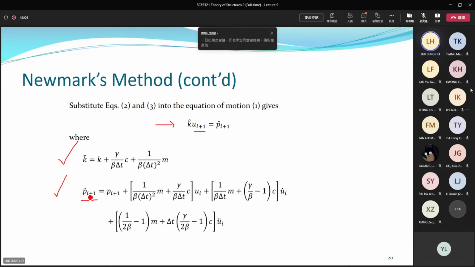Here is p hat i plus 1. P hat i plus 1 is quite complicated because you can see that it depends on the loading at the current time step, and on some parameters: beta, gamma, time step, mass, damping coefficient, these kinds of things. And also, p hat depends on the displacement at time step i, the velocity at time step i, and the acceleration at time step i. So p hat depends on many factors right here. It depends on the displacement, velocity, and acceleration in the previous time step.